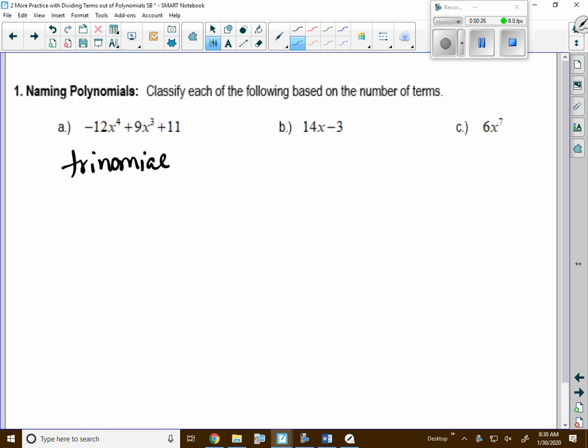Okay, letter B. Binomial. Binomial. And letter C, what do we call that? A monomial. Okay, so with 3 terms it's a trinomial, with 2 terms that's a binomial, and with 1 term it's a monomial.